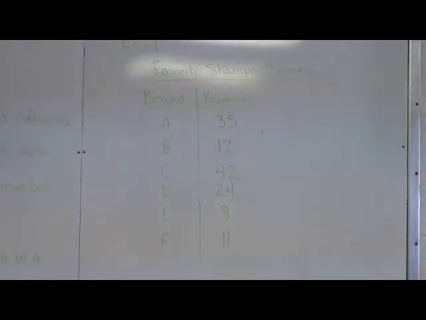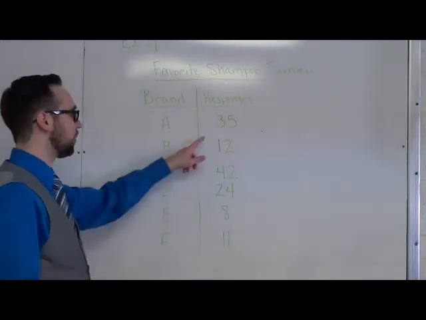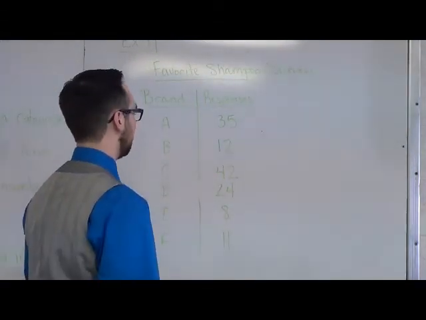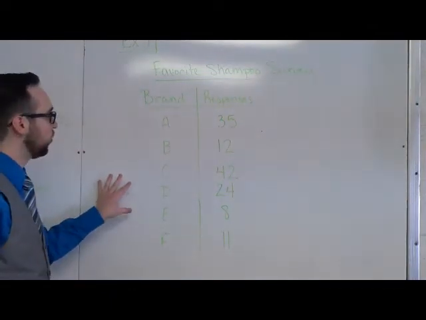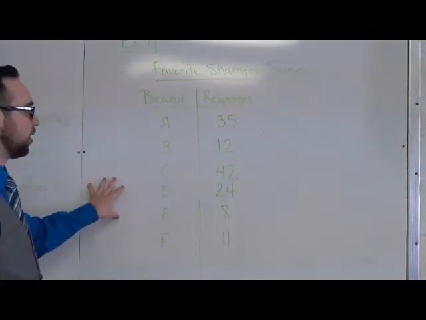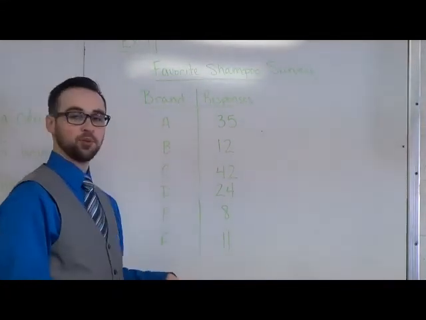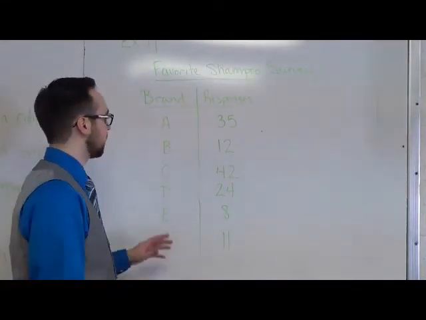Example number 1, they gave us the favorite shampoo survey. So all they've done is they've taken 6 different brands, brand A, B, C, D, E, and F. We don't know what those brands are, but they gave us 6 different brands, and then how many people chose each one as their favorite. So now we need to decide which display we are going to use. Are we going to use a bar graph? A line graph? A line plot? Or are we going to do a stem and leaf plot?